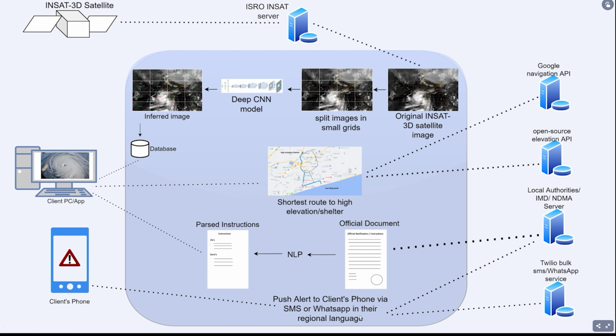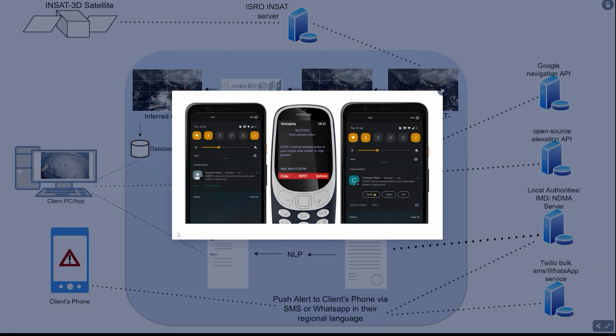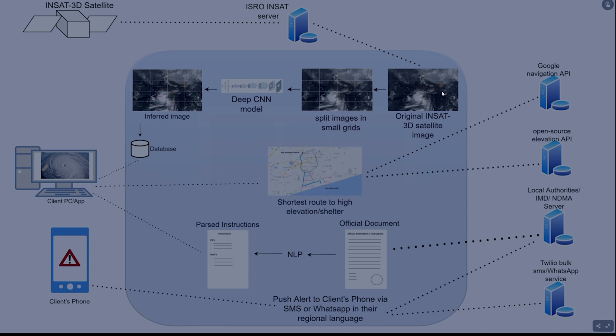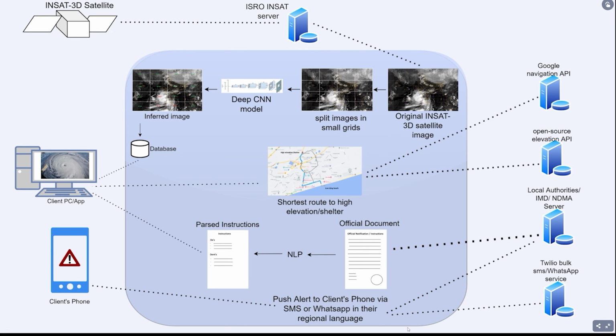or WhatsApp to users. Because these are SMS and WhatsApp services, these are more accessible than, let's say, a standalone app where the user will have to install the app first and then they will be able to receive notification. Here we are sending them directly if they have opted in. So this was all the functionalities that we are going to build in this hackathon.